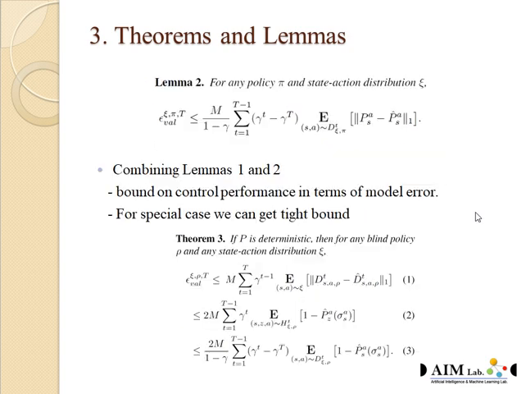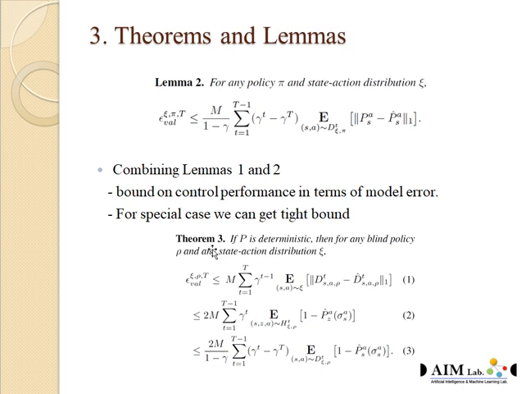So that is the first lemma's meaning. The next one bounds this state action error by the dynamics model error. It is our problem: bounding this model error and the state action error. And for a special case, we can get some tight bound. A tight bound gives better results in the algorithm.